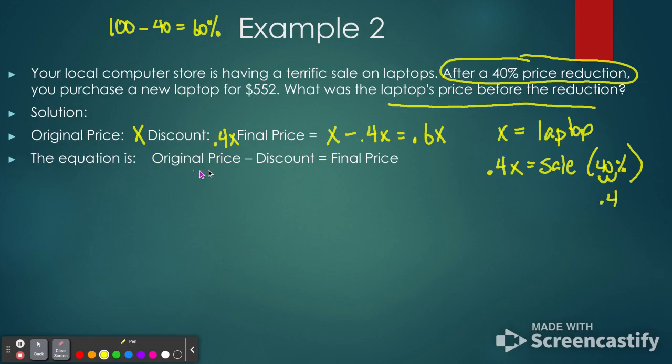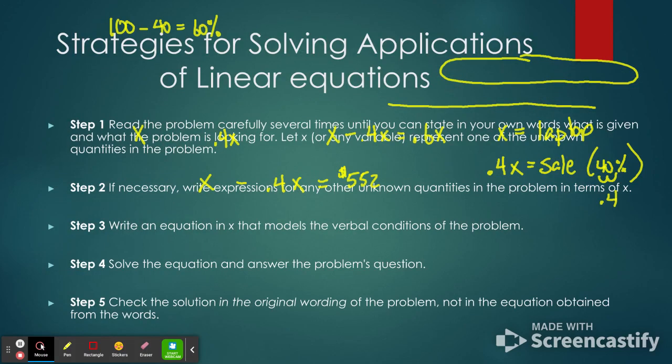Awesome. So our equation is: our original price, X, minus our discount, 0.4X, is equal to our final price. After the price reduction, the purchase of a new laptop is $552. So we write our expressions, we've written our equation, and we keep on simplifying.